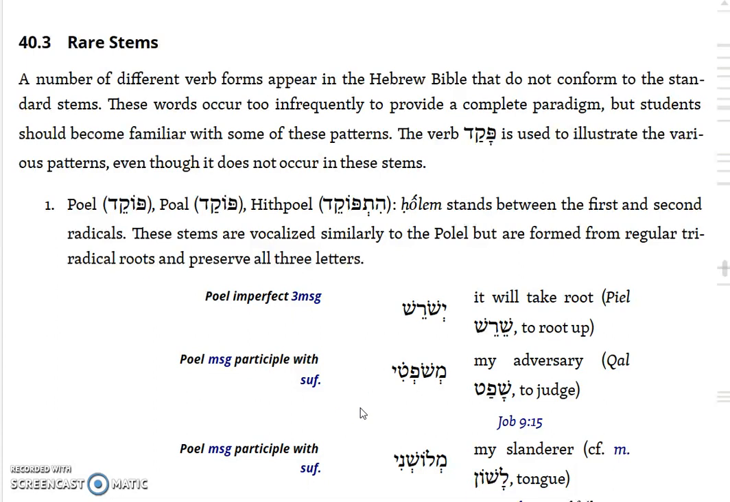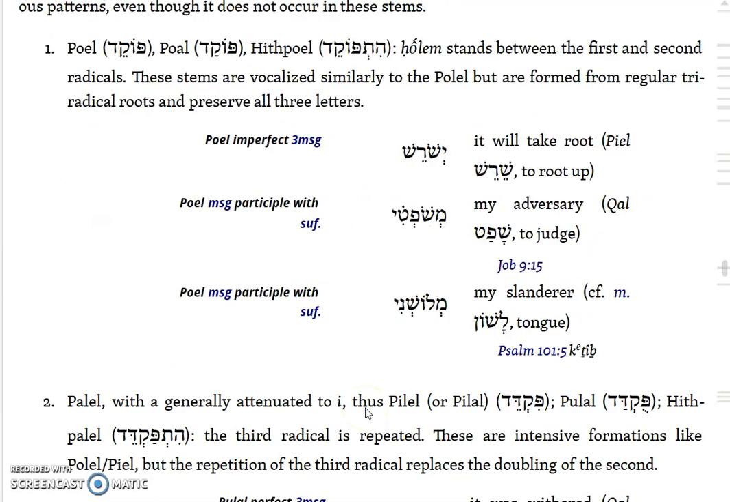And then you can take the word shafat, to judge, and the me-shufati is my adversary, my person who judges me, I guess would be sort of the sense of that. And then you get another one, slanderer, me-polshani, my slanderer, which basically takes the noun form lashon and turns it into a noun, or into a participle. But anyway, that's the poel.